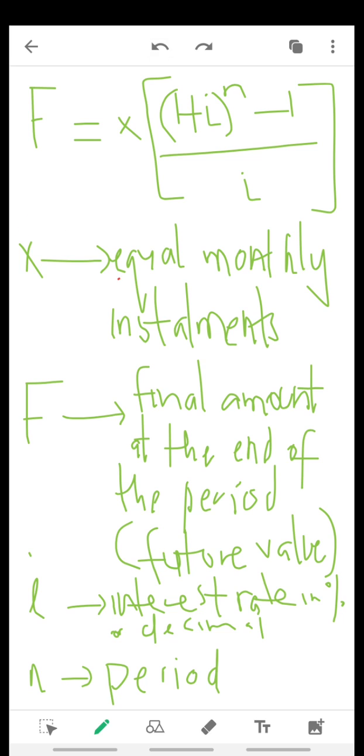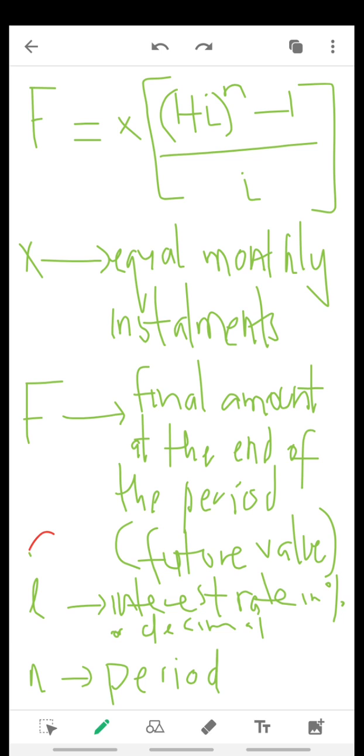represents the equal monthly installments, that amount that you keep on paying each month. Then F represents the future value, which is what? The final amount at the end of the period, of the investment or the saving or the sinking fund.